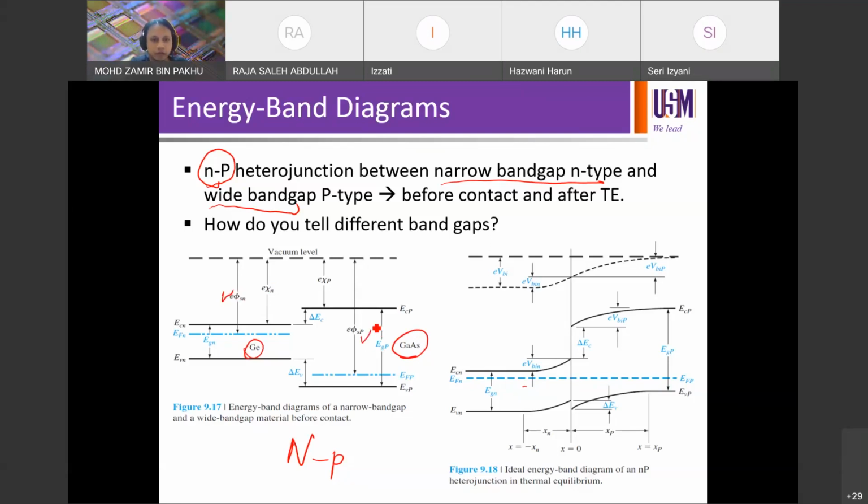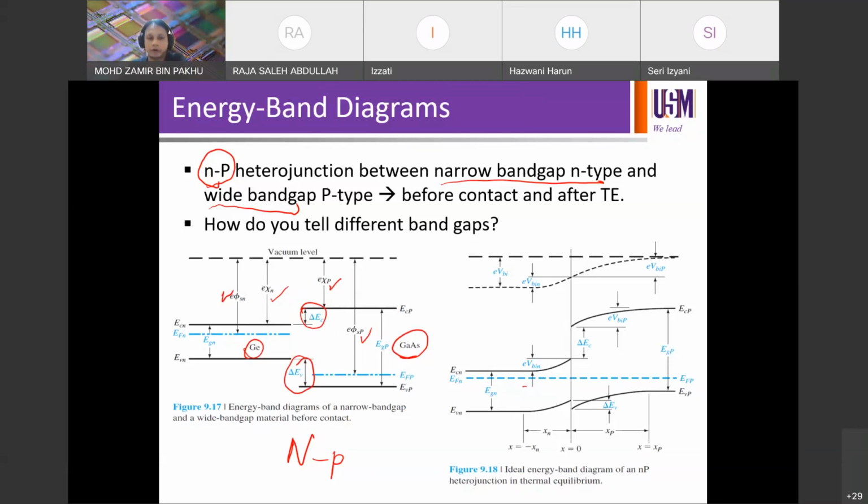Work function. Draw the affinity as well. Electron affinity is given by the distance between the conduction band to vacuum level. Okay, label accordingly. Then done. Right? And then label this difference in EC and difference in EV, to signify how narrow is the band gap within the wide band gap at the interface.